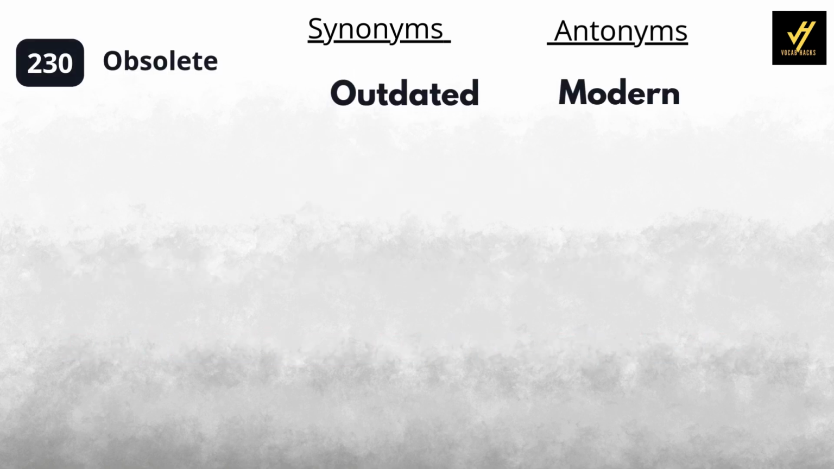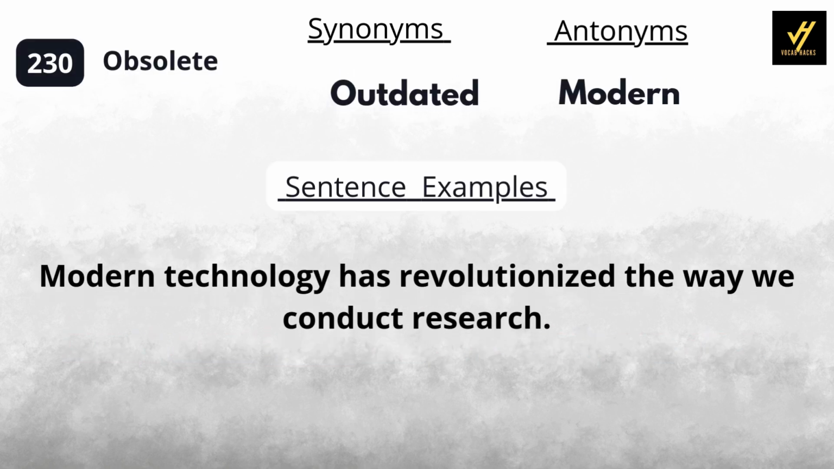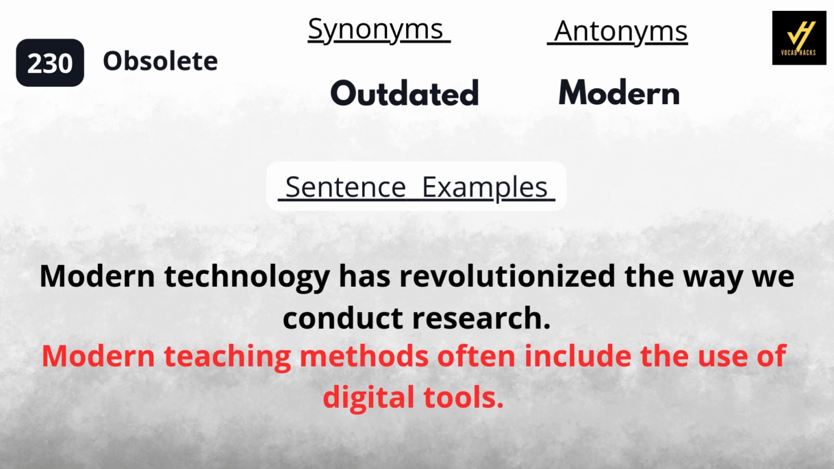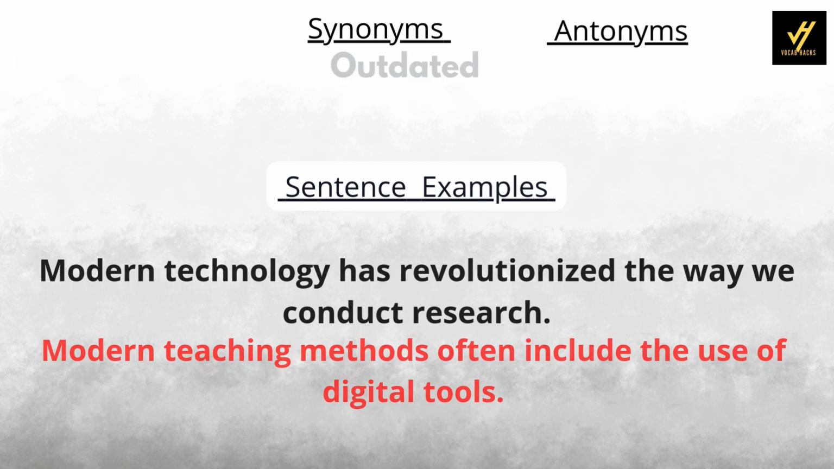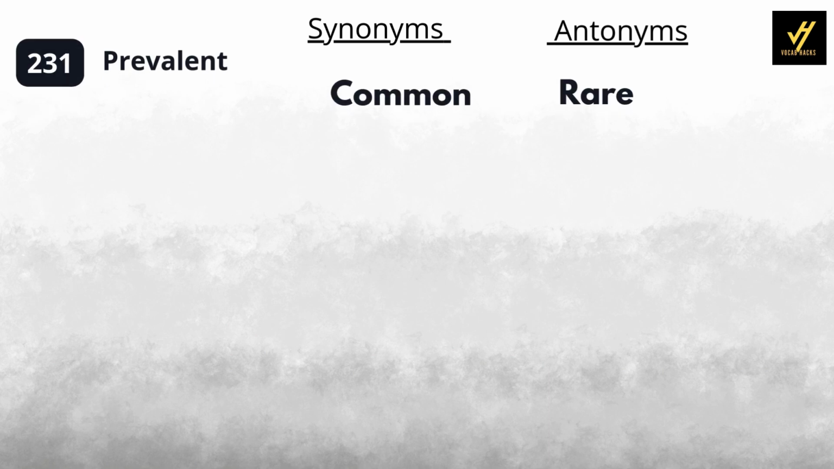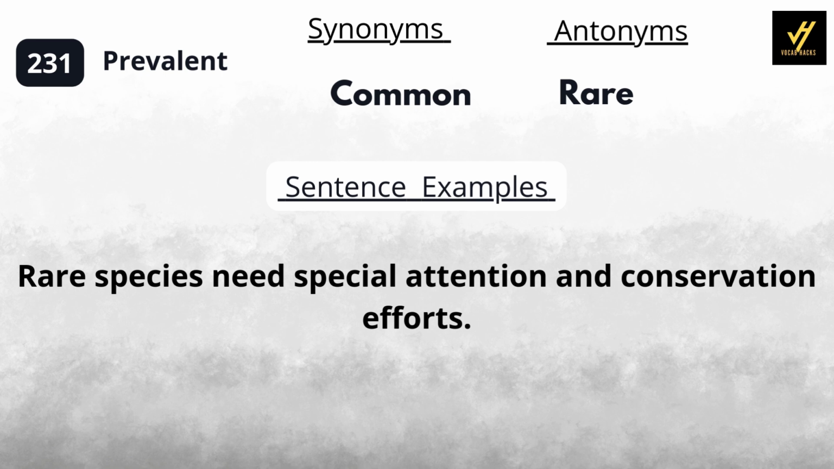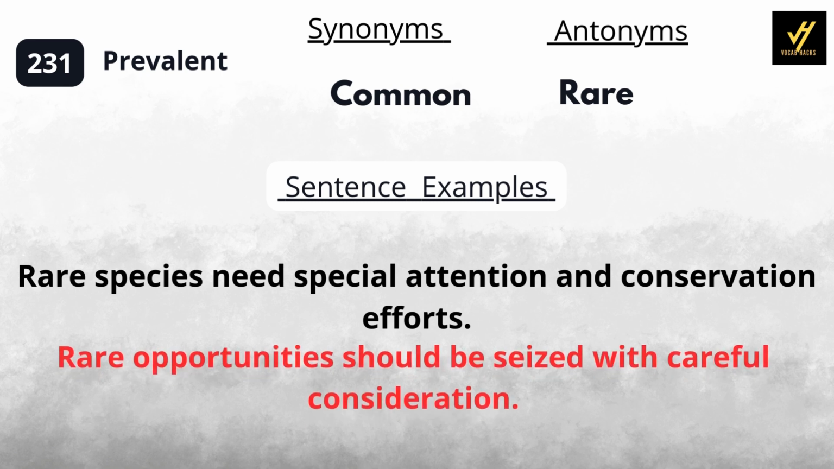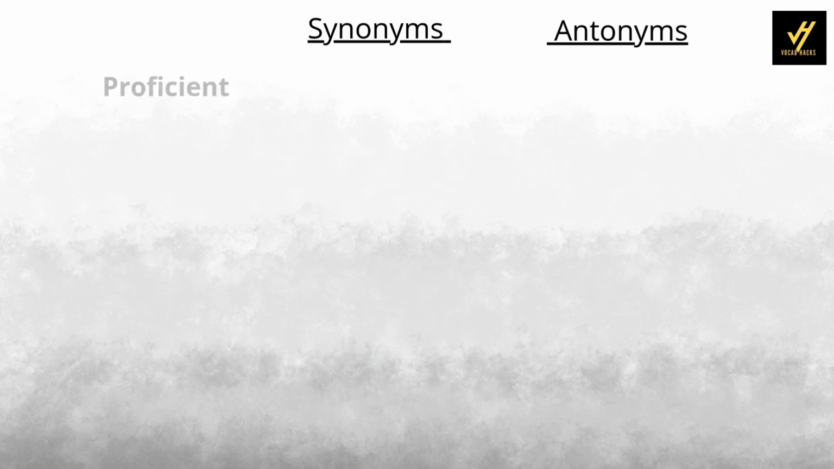Obsolete, outdated, modern. Modern technology has revolutionized the way we conduct research. Modern teaching methods often include the use of digital tools. Prevalent, common, rare. Rare species need special attention and conservation efforts. Rare opportunities should be seized with careful consideration.